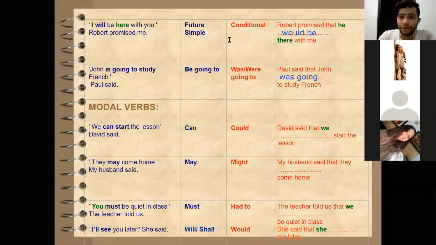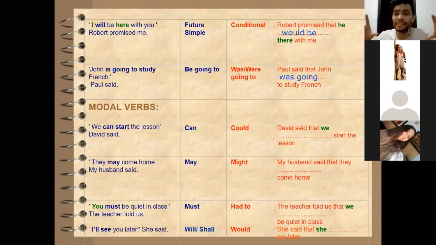And as a review, guys, we got here the modal verbs one more time. Remember that can becomes could. May becomes might. Must becomes had to. And will and shall becomes what? Conditional. So would. Clear? Yes. All right. I feel happy that you understand this part.